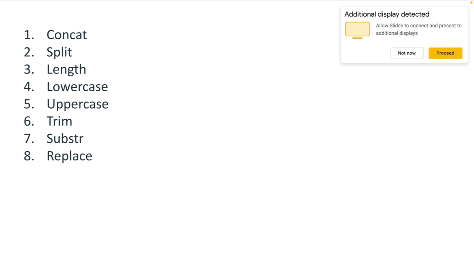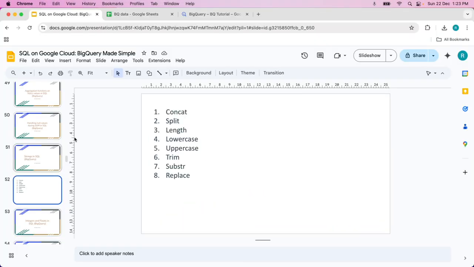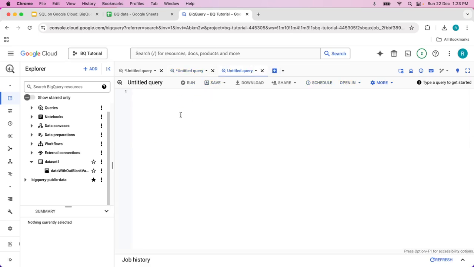Substring is nothing but if we have a full name and you would like to have only a few characters out of that name or any word, in those cases we use the substring. And replace, if there is a word and you would like to replace that word, we use the replace function. Let's quickly go ahead and see how we can deal with the strings. I'm taking a new tab over here, and in this new tab I'm going to write a few things.